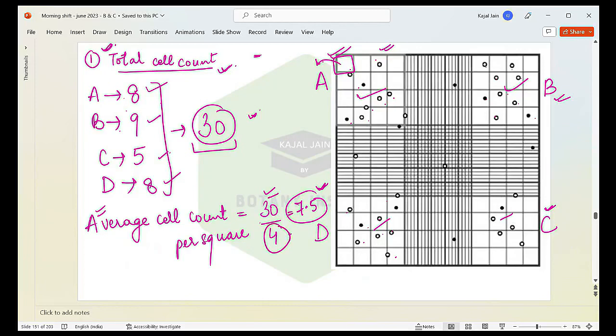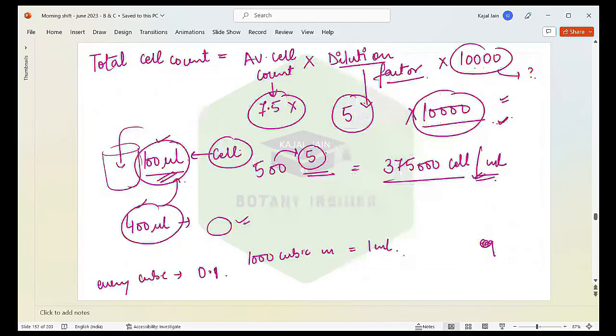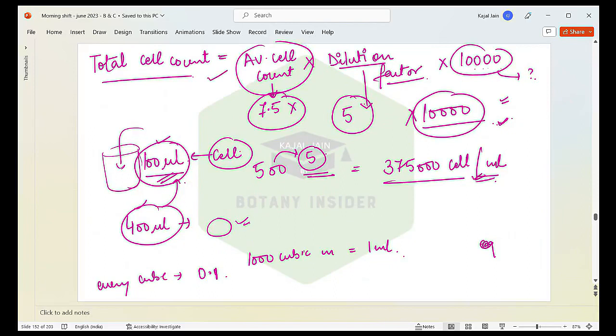I divided by 4 and I got the average cell count as 7.5. Now comes the total cell count. The formula is average cell count into the dilution factor multiplied by 10,000. Why 10,000? I have explained. What is dilution factor?